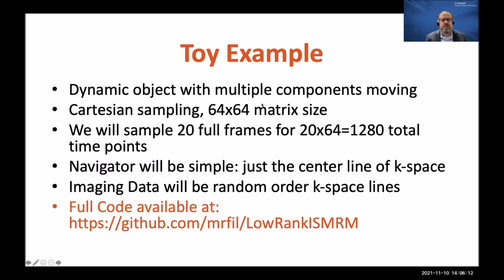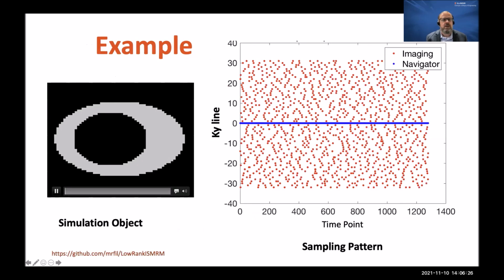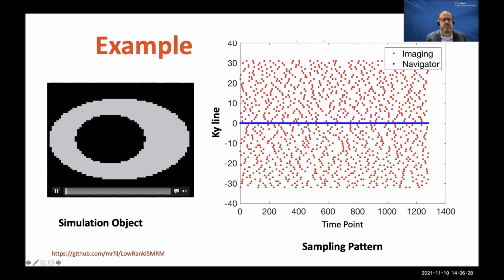We're going to have a 64 by 64 matrix size, so a 2D image, but with a third dimension of time. We're going to have 1,280 time points. The navigator is just going to be the center line of K-space, and the imaging data is just going to be taking another random line in K-space. So I made a simulation object like this. For medical imaging, I'm thinking about the heart and breathing and things like that.